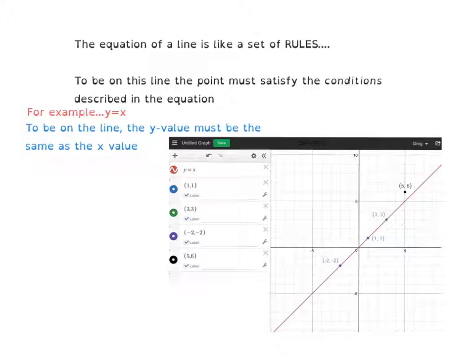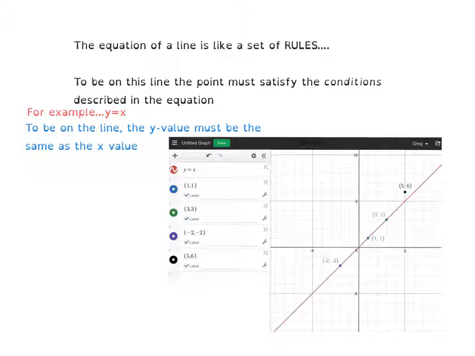So let's talk about lines, specifically horizontal and vertical lines. First it's important to look at just the definition of a line in general. Now the equation of a line, I want you to think of it as like a set of rules.